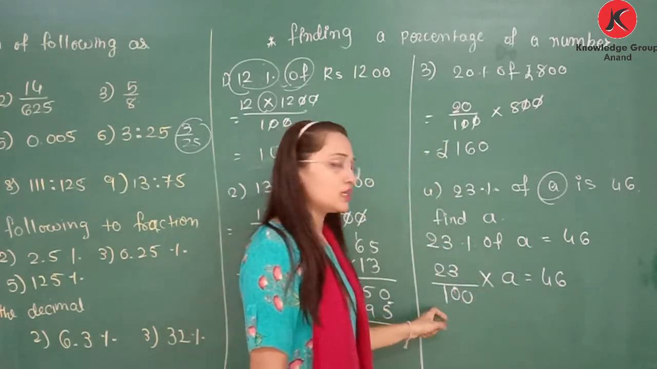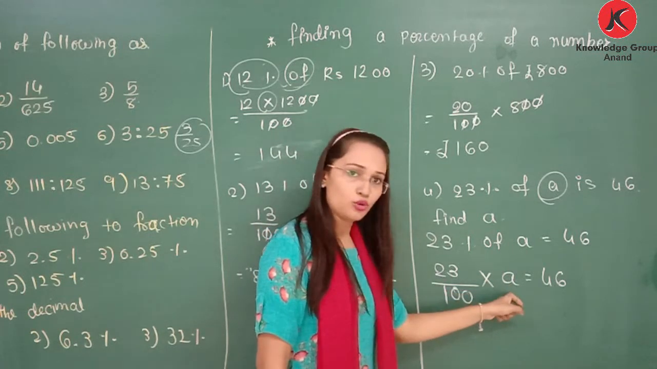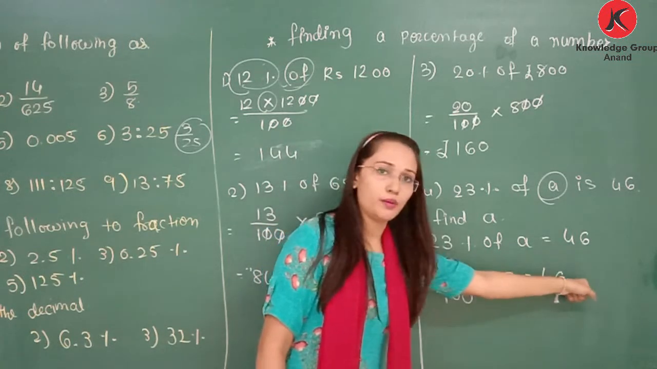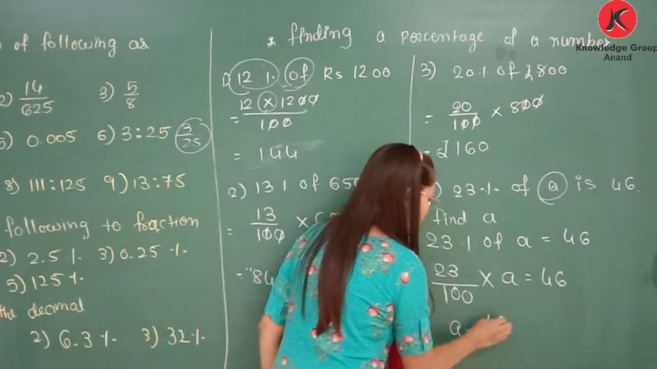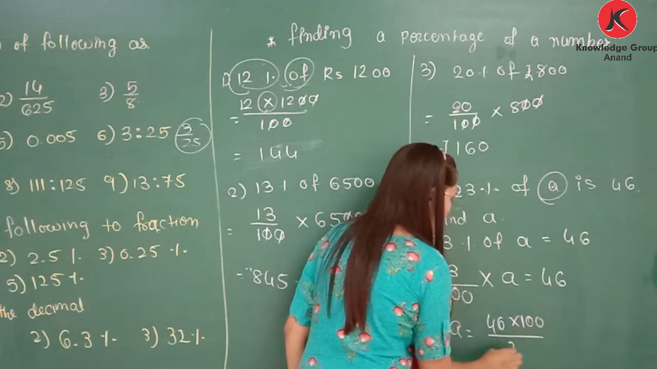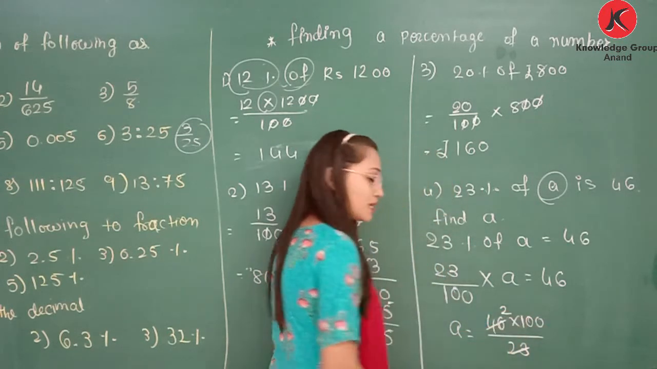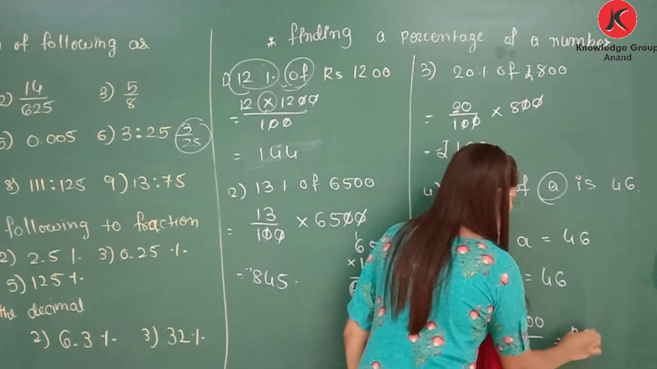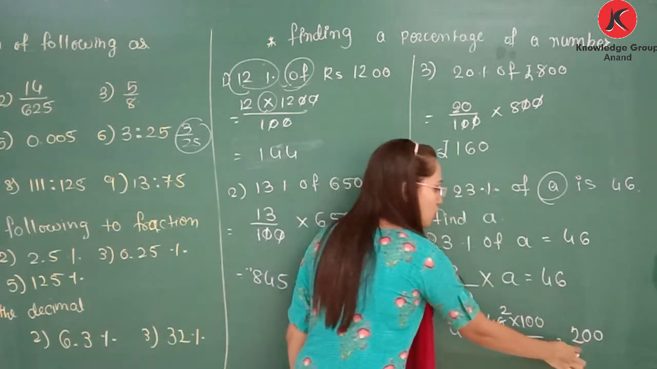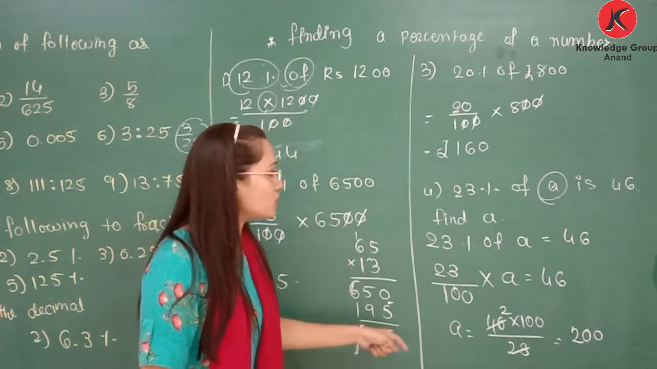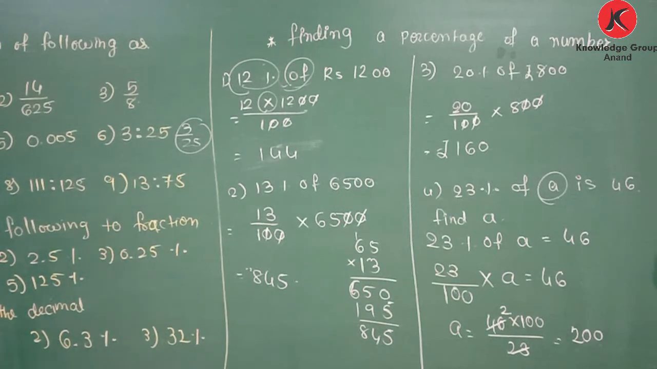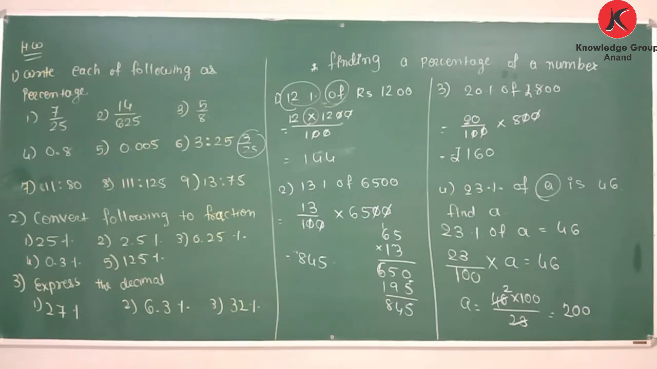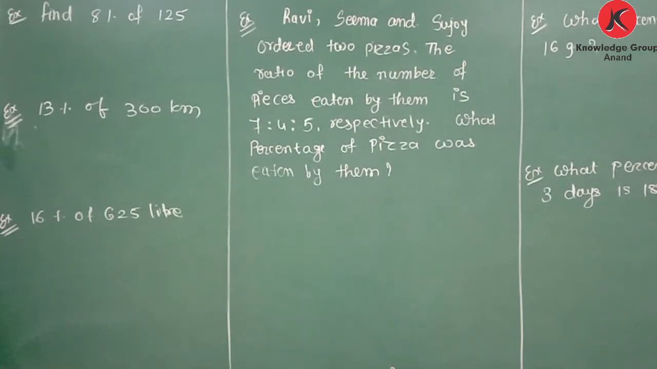Now we already learned how to find the unknown variable A. So take 100 in a multiplication and 23 in a division. So A is equal to 46 multiplied by 100 divided by 23. 23 2s are 46. So it is 200. Means 23% of 200 will give 46. So this way we can find the percentage of a number. Let's take some more examples.